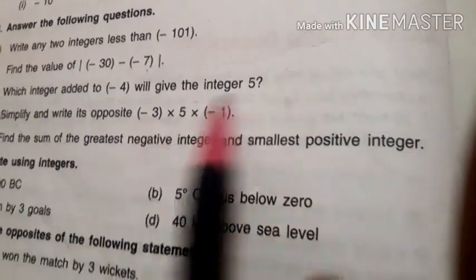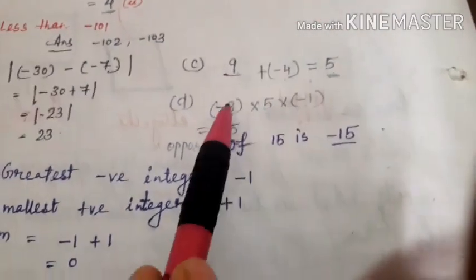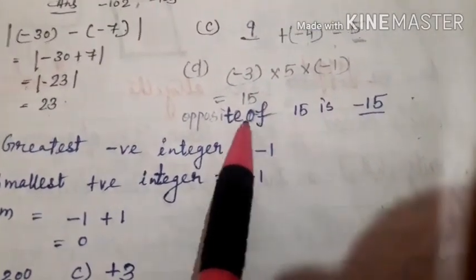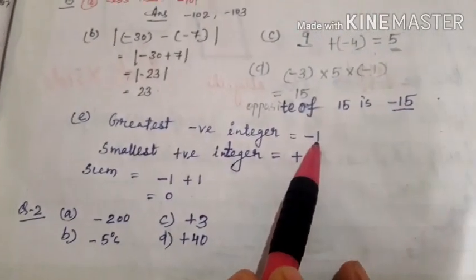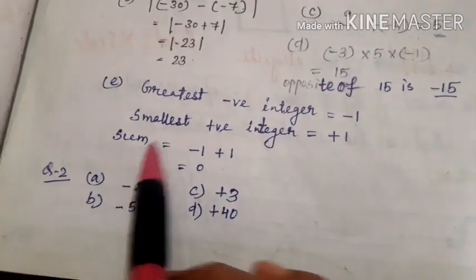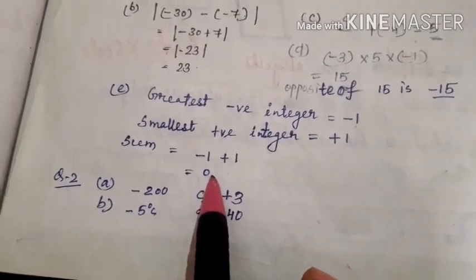D. Simplify and write its opposite. Okay. Simplify minus 3 into 5 into minus 1. Minus minus plus, 3 fives are 15. What is its opposite? Opposite of 15 is minus 15. Then E. Find the sum of the greatest negative integer and smallest positive integer. You know the greatest negative integer is minus 1 and the smallest positive integer is plus 1. The sum is minus 1 plus 1, which is equal to 0.